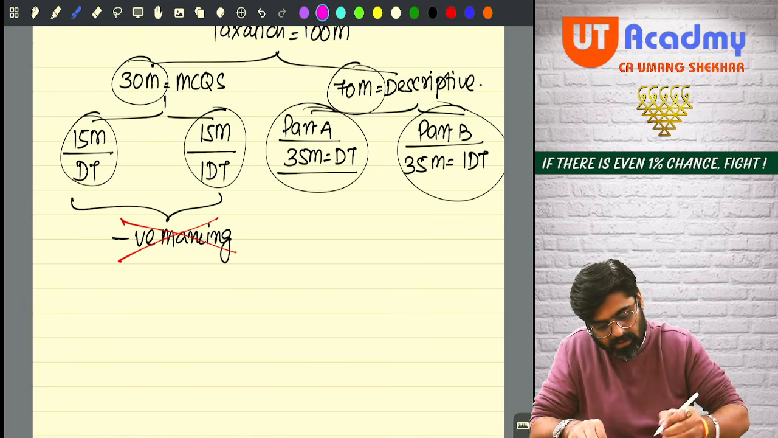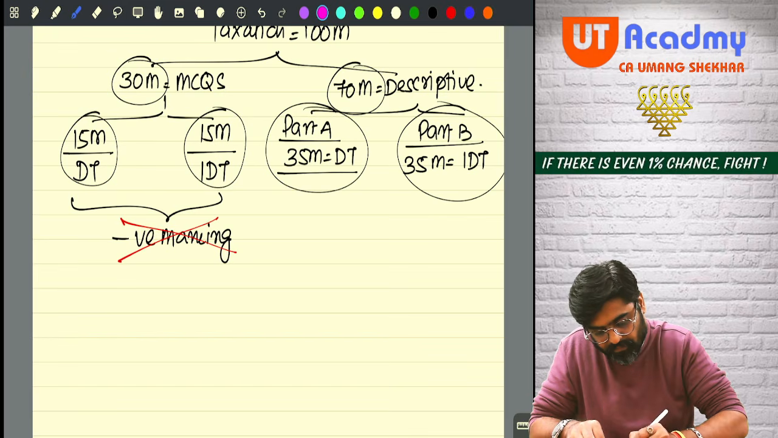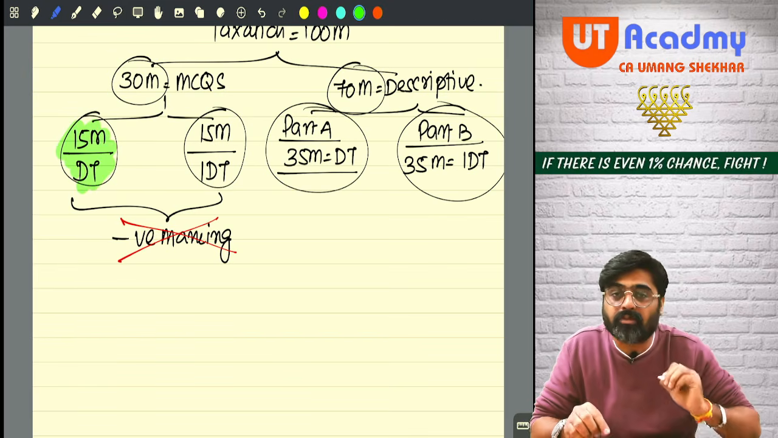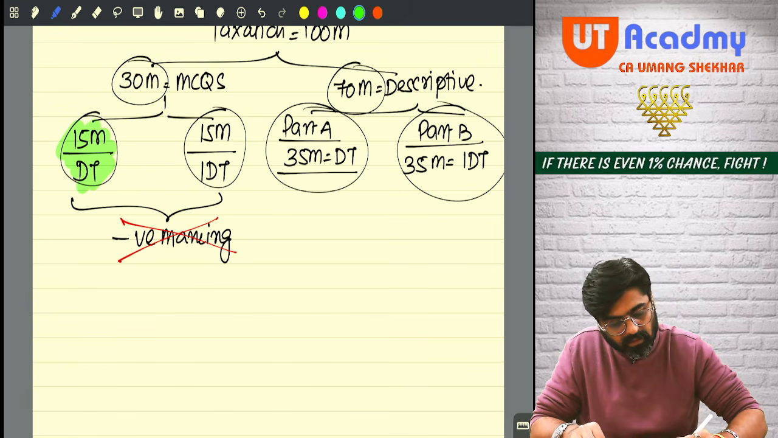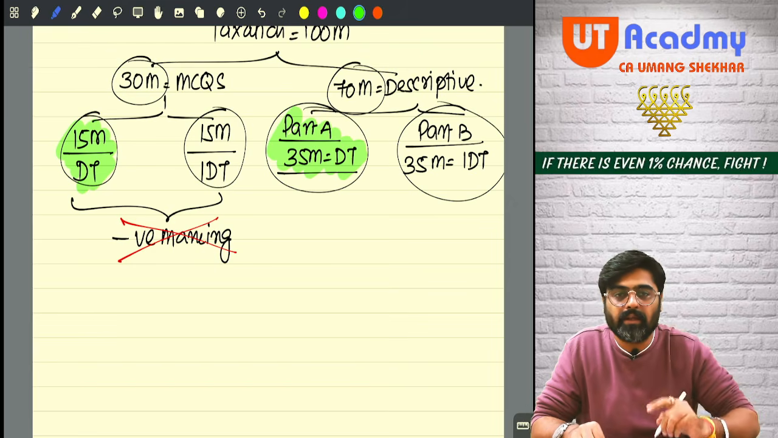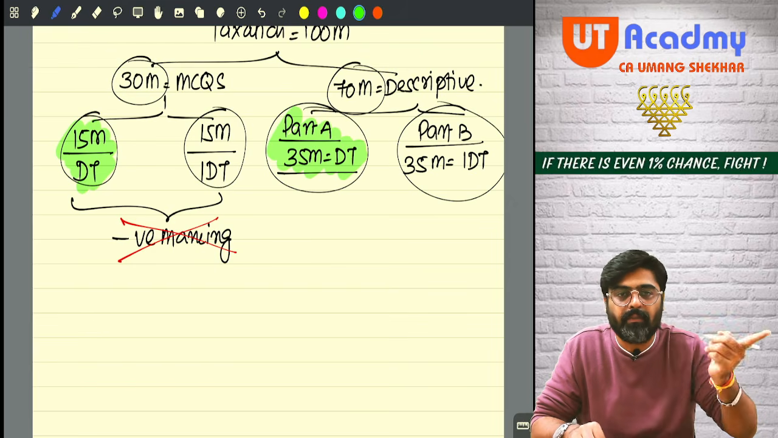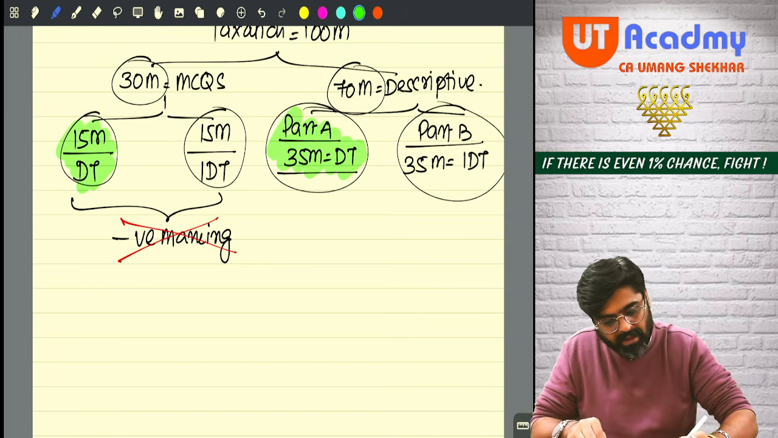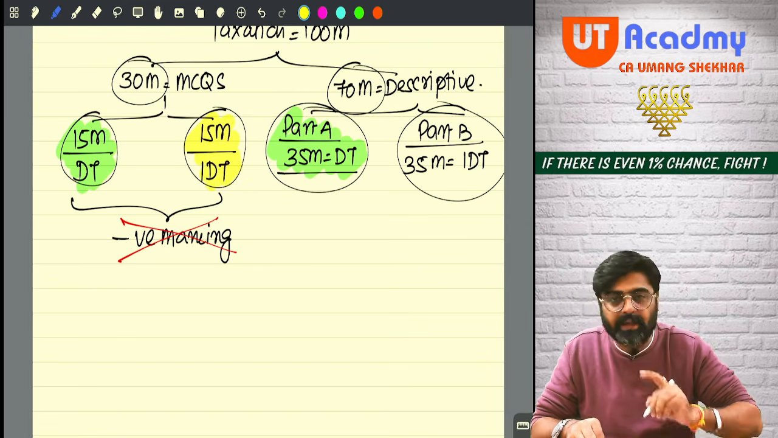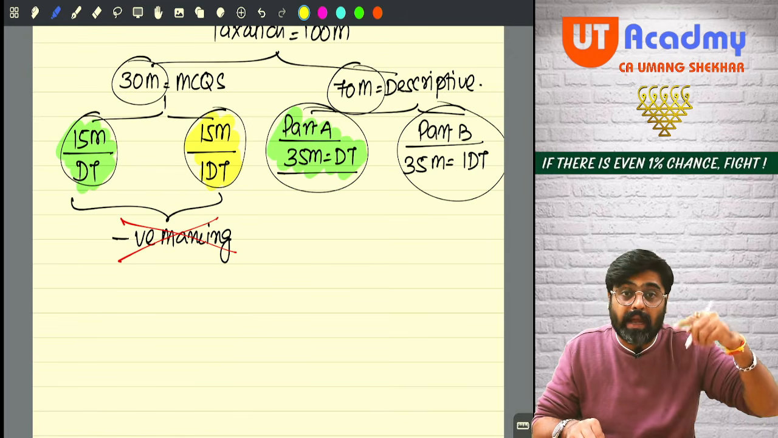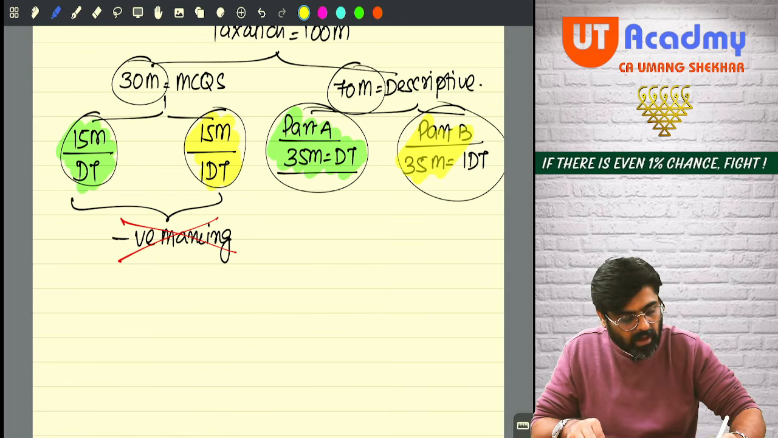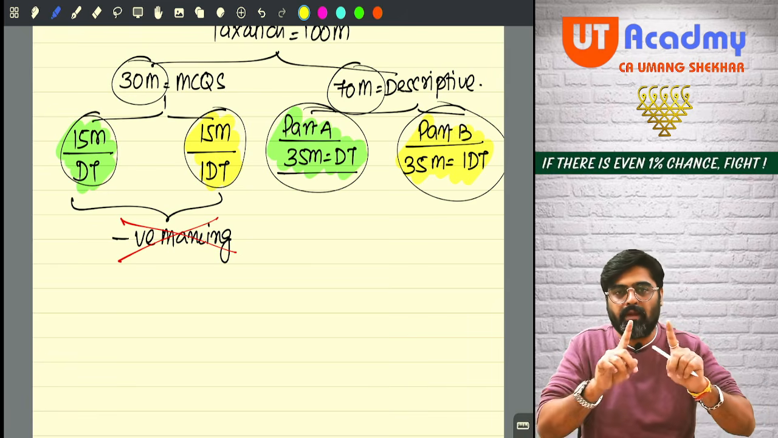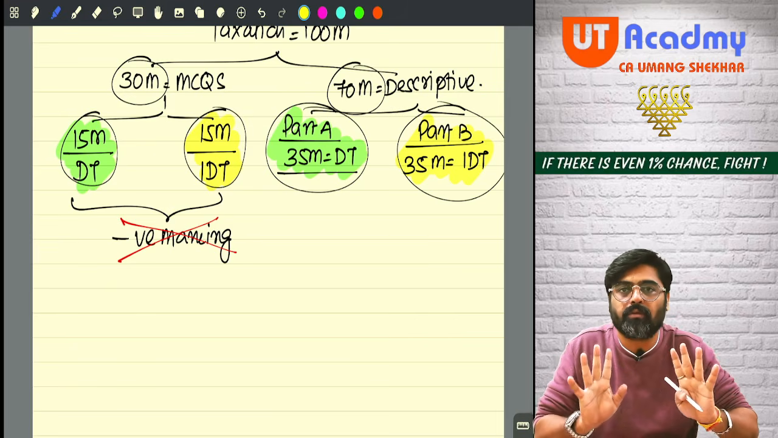Now, if you see that here 15 marks DT MCQs are asked and 35 marks DT descriptive questions are asked. So 15 plus 35 will give you 50 marks direct tax. And likewise, 15 marks IDT MCQs are there and 35 marks IDT descriptive questions are there. So 15 plus 35, you will get 50 marks IDT also, like this.